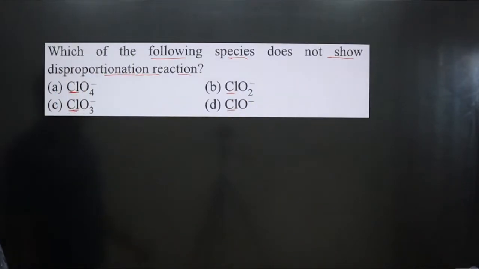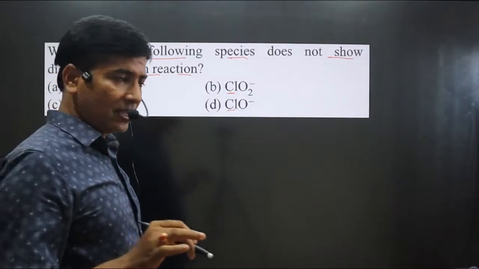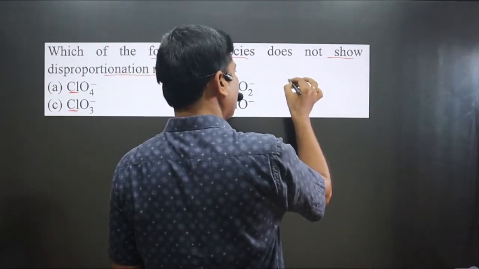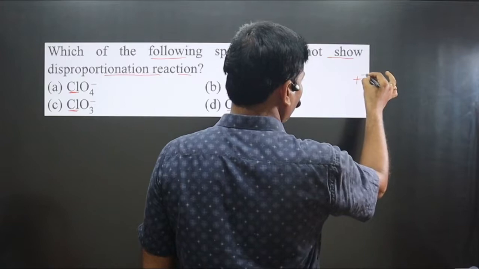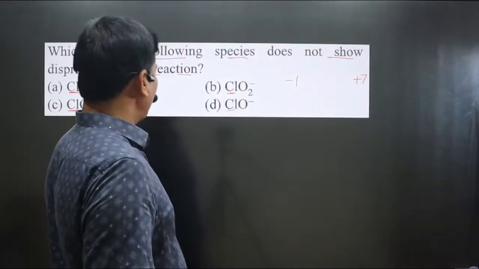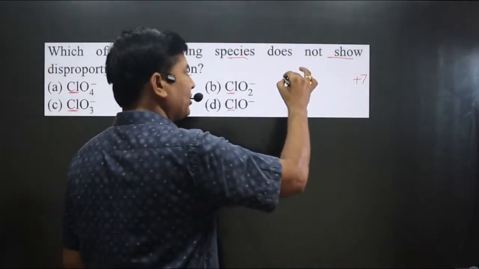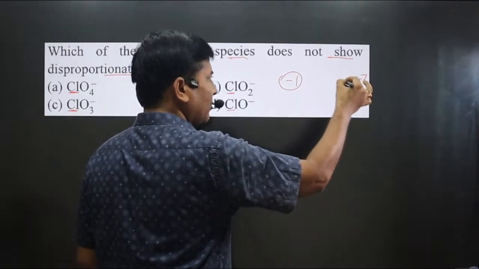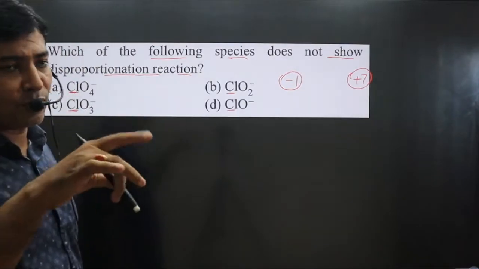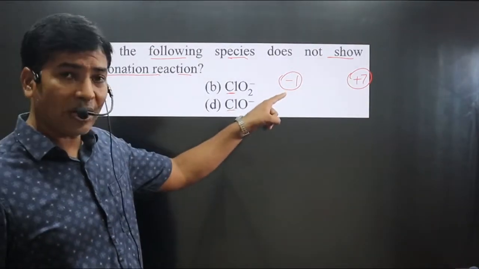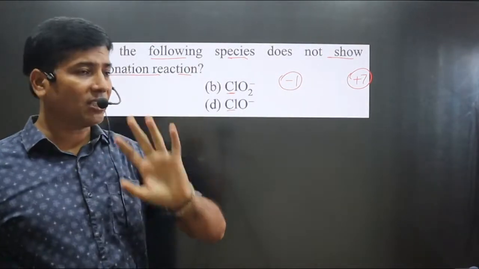And the range of oxidation number of Cl is what? Minimum oxidation number is -1, and maximum oxidation number is +7. So in any of these species, if Cl is present in -1 oxidation number or in +7 oxidation number, it will never undergo disproportionation redox reaction. This is the minimum oxidation number, this is the maximum oxidation number.